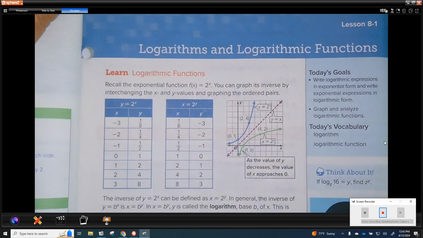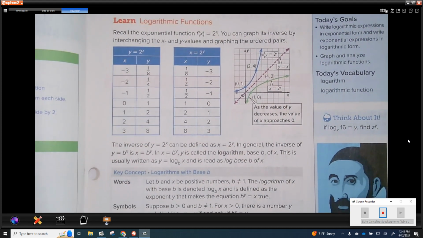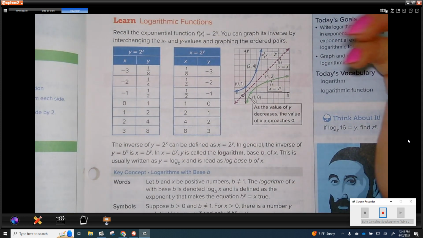So I know I didn't finish all of chapter 7 in videos. 7 was exponents, and you need to know those exponent properties to apply to logs. Logs are just another way to write exponent equations. So the exponential graph and a log graph, or the functions, are inverses of each other.